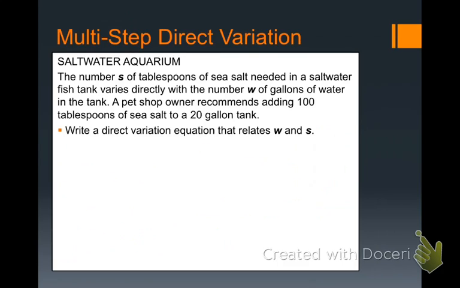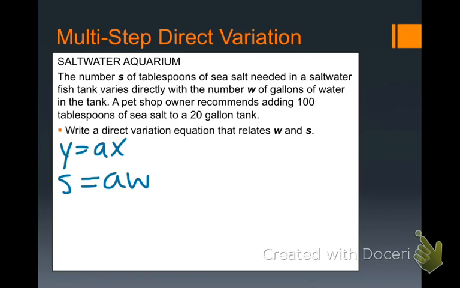Okay, so direct variation applies to a lot of real-world situations. We will give you a situation and ask you to set up the direct variation equation. So we have a saltwater aquarium. The number S of tablespoons of sea salt needed in a saltwater fish tank varies directly with the number W of gallons of water in the tank. The first thing you need to notice there is that it says varies directly. If you see that, that means you are setting up an equation of the form y equals ax, except in this case we have S and W. In this case, our y and our x are actually S and W. So we have S, the amount of sea salt, is equal to the constant of variation times W, the amount of water.